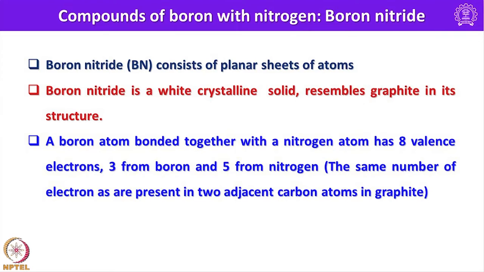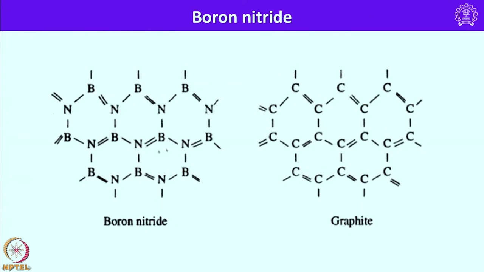A boron atom bonded together with a nitrogen atom has 8 valence electrons. For example, 3 come from boron and 5 from nitrogen, so that will make 8 electrons. Similarly, in the case of 2 adjacent carbons, with 2s2 2p2, we have a total of 8 electrons. Similarly, in boron nitride, B and N account for a total of 8 electrons. This is how the boron nitride layer structure looks, with alternate double bonds, very similar to graphite.